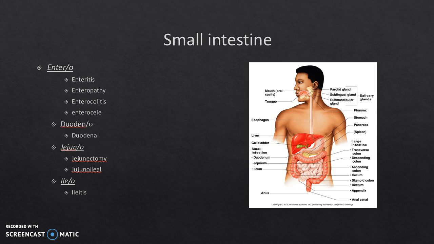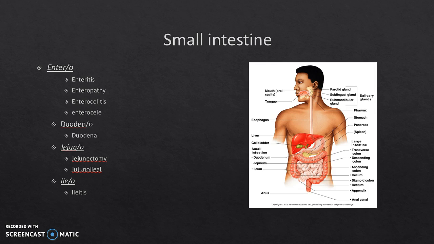Now, the small intestine is broken down further into three parts. And the first part is the duodenum, and so that's duodenal, or duodeno is the combining form. That's the first part of the small intestine. Second part is jejunal, all right, and the third part is ileo. And the ileo, or the ileum, is what connects to your large intestine, and that's what we're going to go over next. So ileocecal junction, right? That's the junction between the last part of the small intestine and the first part of the large intestine.